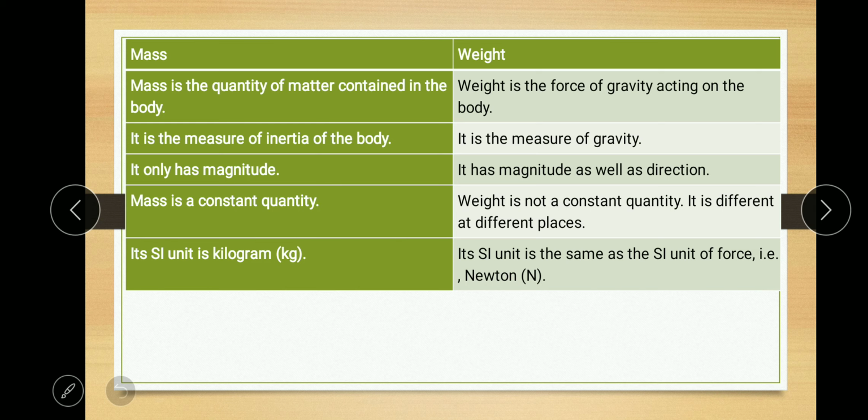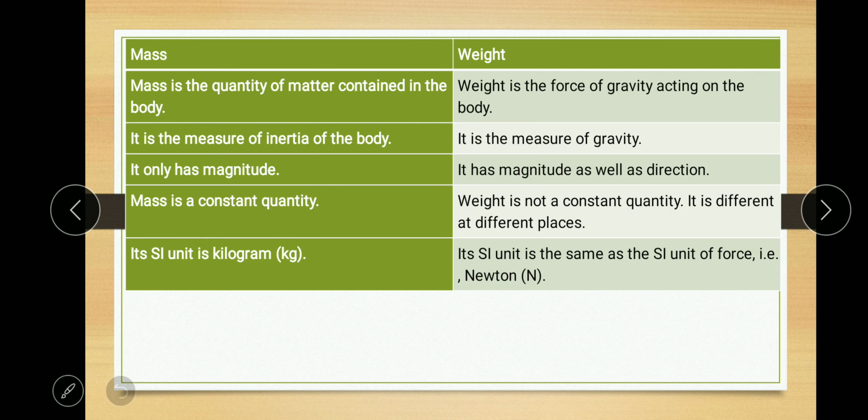Next, what is the difference between mass and weight? Mass is the quantity of matter contained in the body. Weight is the force of gravity acting on the body. Mass is the measure of inertia of the body. Weight is the measure of gravity.